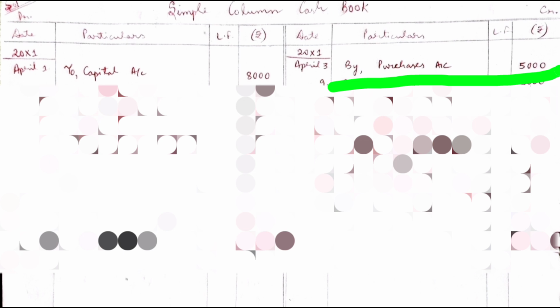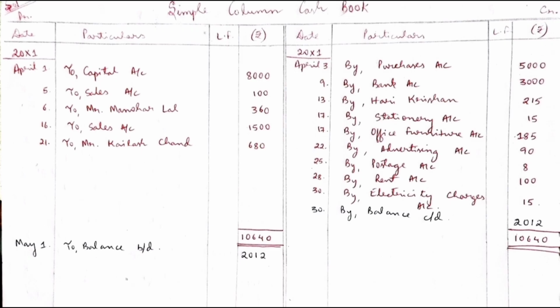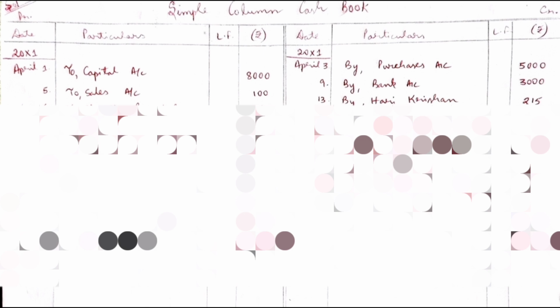The next transaction states: sold goods for cash 100. Now sales is happening here. What happens? Please take a moment, pause this video right here, and think what will be the entry. Sold goods for cash 100. Cash is coming in, yes. On which side will we record, debit or credit? We'll record on the debit side, yes or no? Because debit means all the inflows, and cash is coming in. So the date we'll write April 5, To Sales Account.